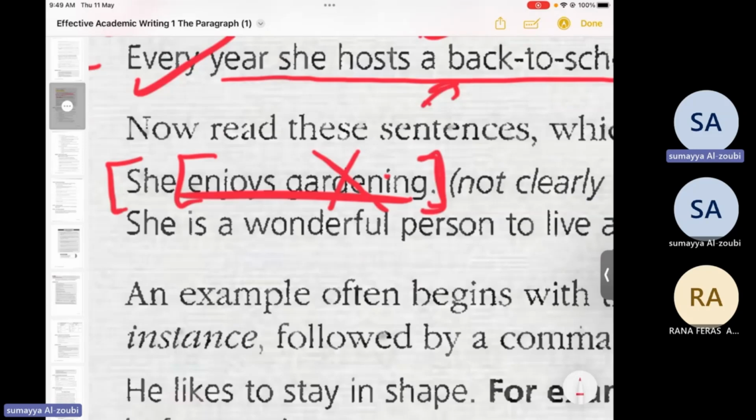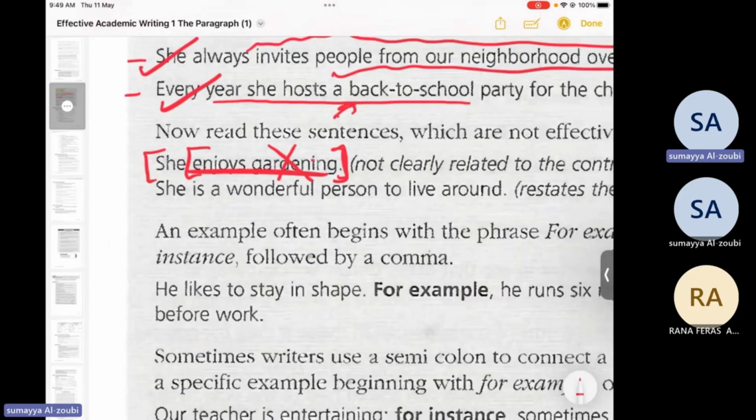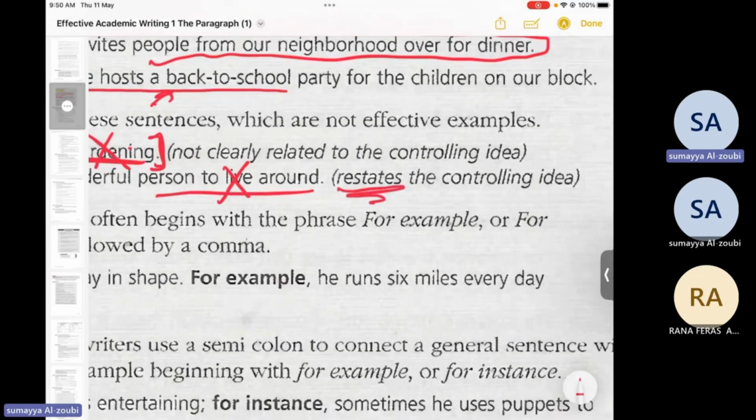Also, look here. She is a wonderful person to live around. What have you added here? The writer hasn't added anything in this statement. So actually, again, this is an example of restating or repetition of the controlling idea. So again, this is not a good example that I can use in my example paragraph.